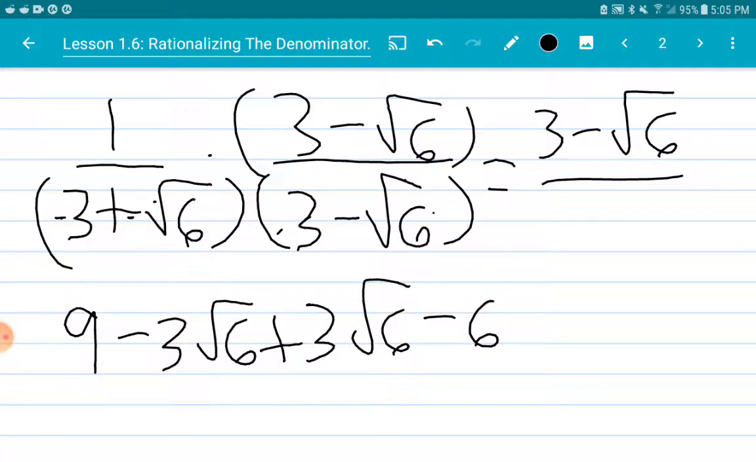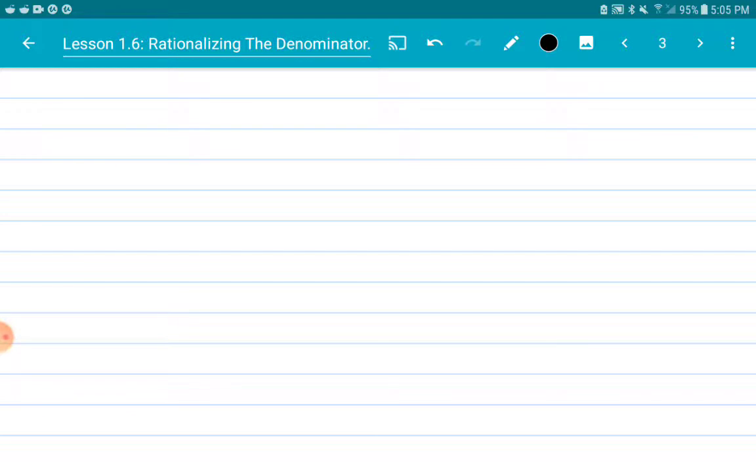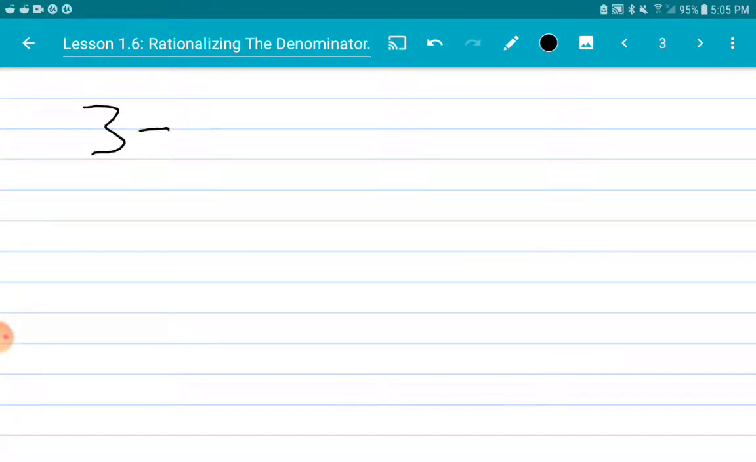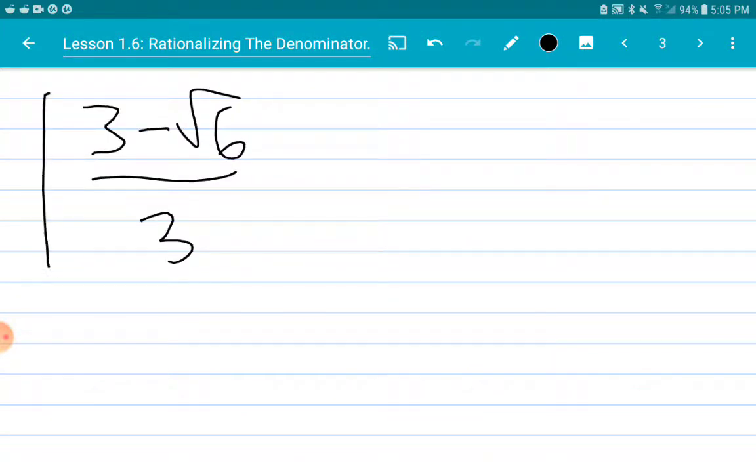So we immediately realize that these cancel out. Now we have 9 minus 6. In the denominator, we just put 9 minus 6, and in the numerator it's 3 minus the square root of 6. So it's 3 minus the square root of 6 over 3, because 9 minus 6 is 3. And that is our final answer.